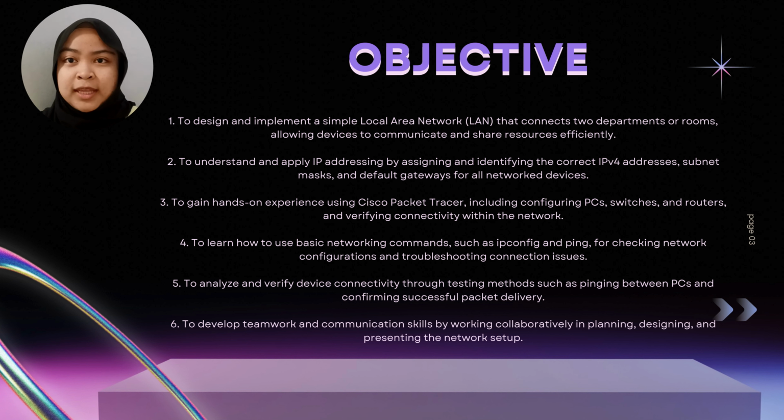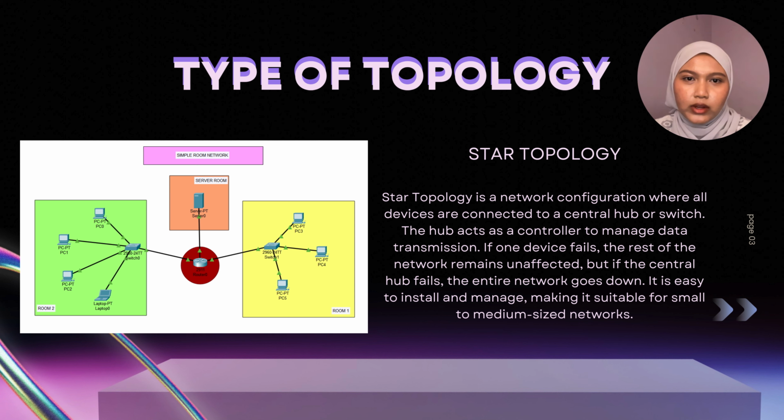Assalamualaikum. My name is Nafana Ramya binti Muhammad Khairi. I will continue to explain the type of topology that we use, which is a star topology. Star topology is a network configuration where all devices are connected to a central hub or switch. The hub acts as a controller to manage data transmission. If one device fails, the rest of the network remains unaffected. But if the central hub fails, the entire network goes down. It is easy to install and manage, making it suitable for small and medium-sized networks.